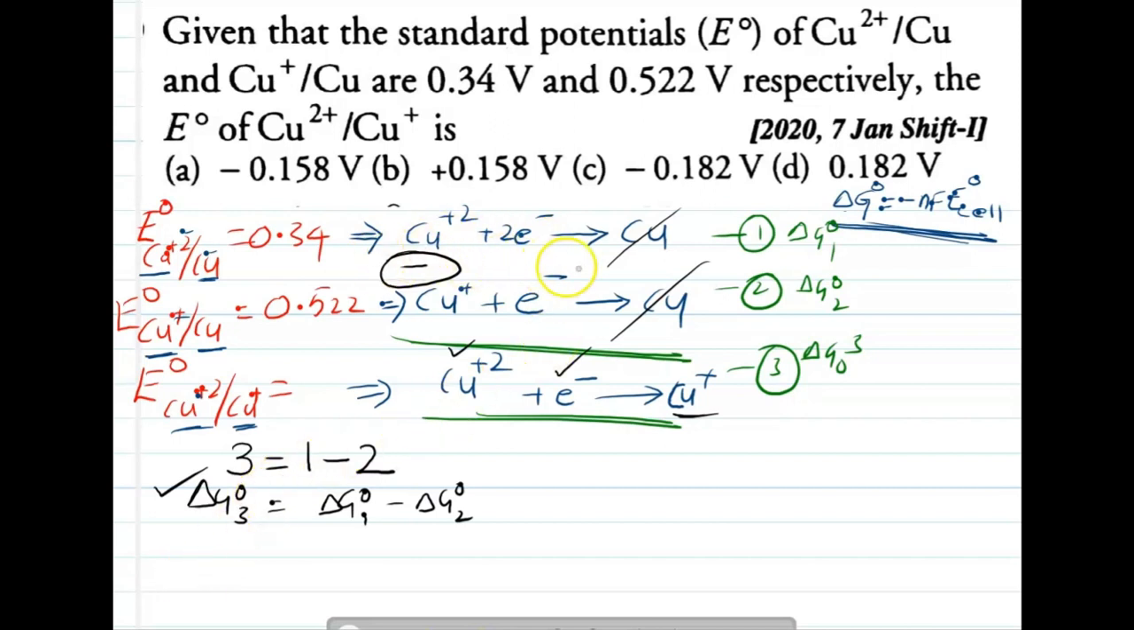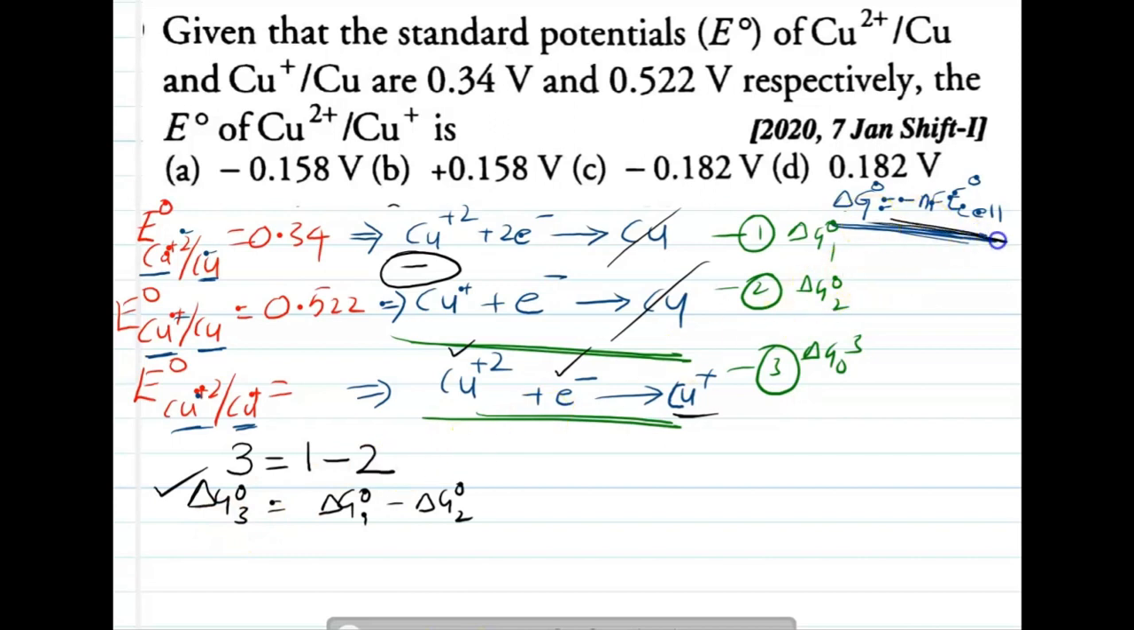So first you need to write the equations, then get the equation whose electrode potential is being asked. You need to see whether it is first minus second or first plus second, depending upon the equation. Then you need to equate it: 3 is equal to 1 minus 2, or in some equations you may get 1 plus 2 also. It depends upon the question.